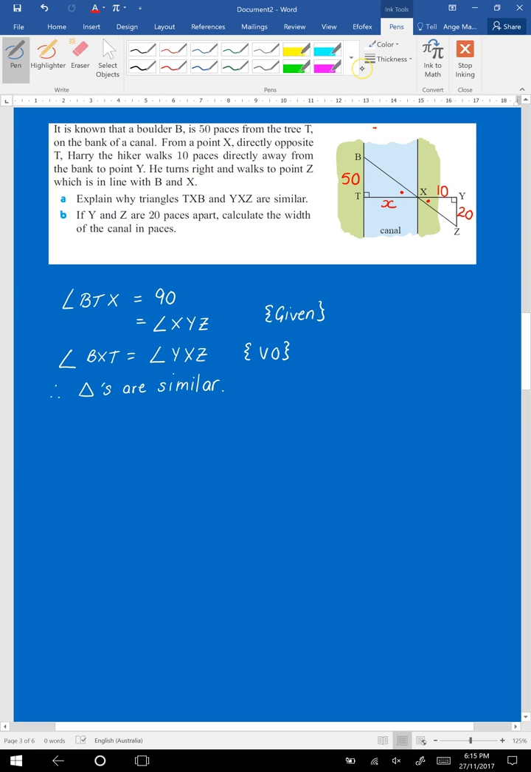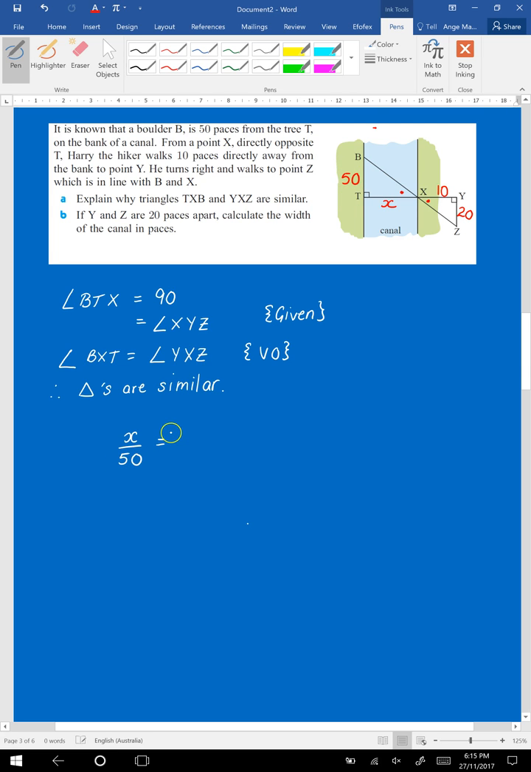This is the hardest bit of the whole thing, and once you've got this under control, the rest just flows. It's getting the ratio correct. So again, go to one of the triangles that has an unknown in it. So I go to this one and I start with the x. I'm going to say that's going to be x over 50.